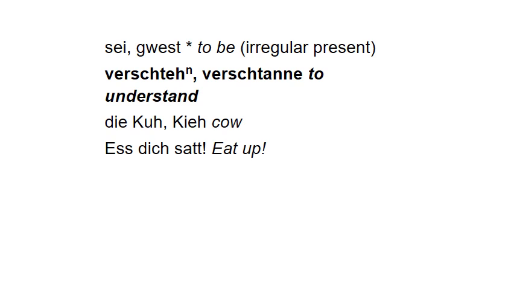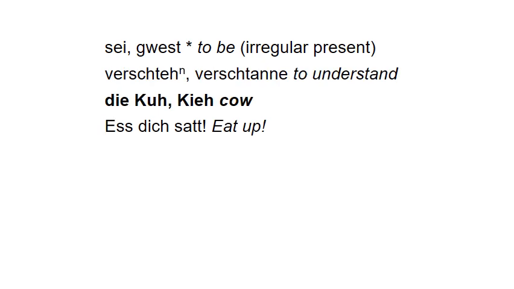Versteh, verstaan. Die Kuh, key. Remember, when we have a noun, the second form is our plural. Die Kuh, key.